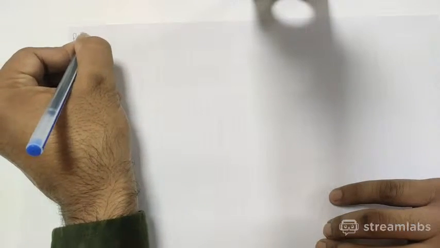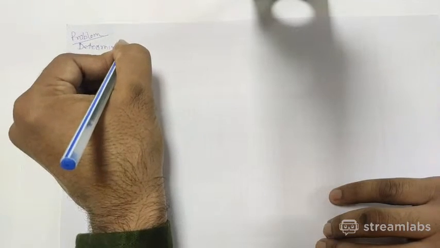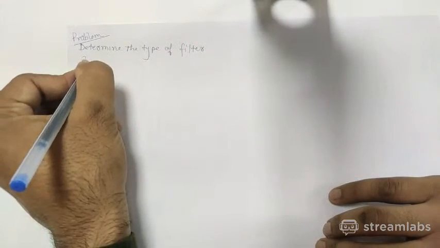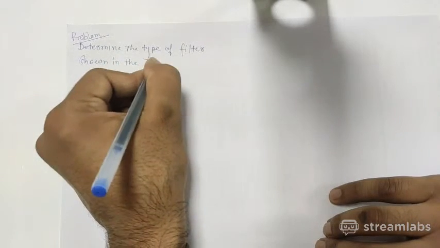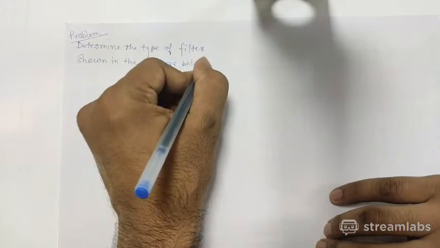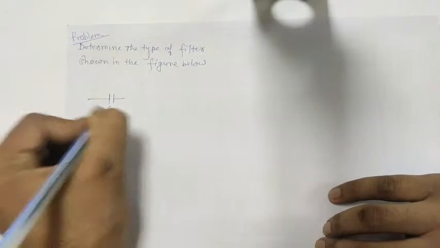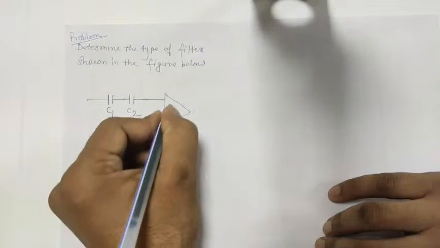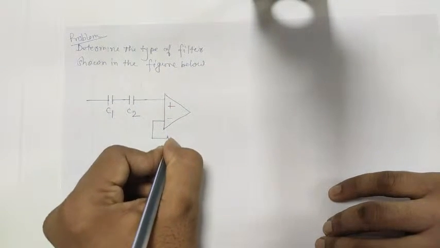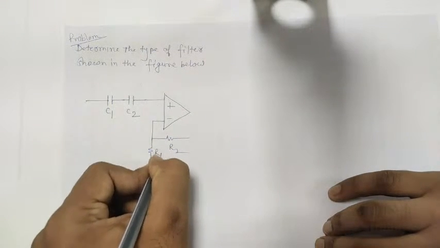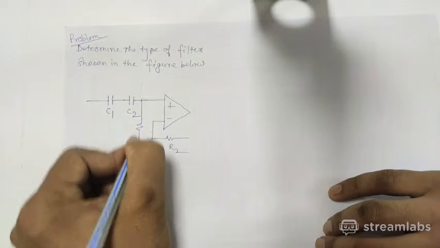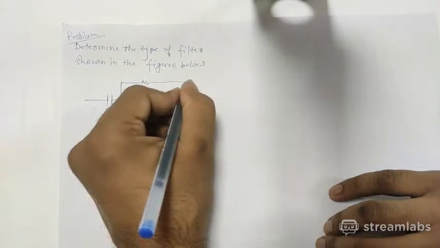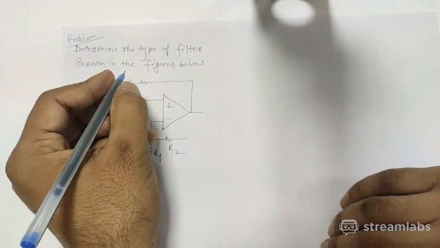and the problem is: determine the type of filter shown in the figure below. You have a figure in which there are two capacitances like this, plus terminal is connected like this. There is a resistance R2, here is a resistance R1. After C2 there is a resistance R3, and between C1 and C2 there is a resistance R4.